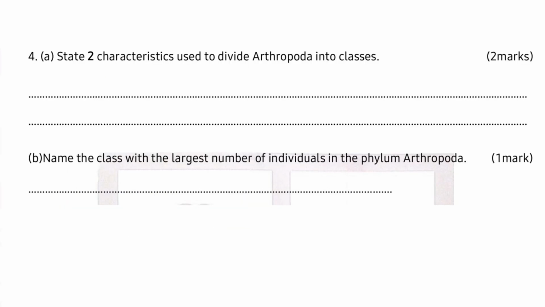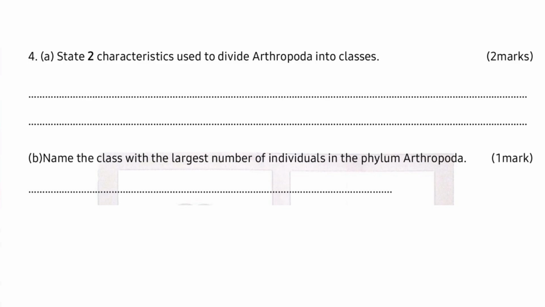Moving on to question number 4, part A. State 2 characteristics that are used to divide the phylum Arthropoda into classes. So when you talk about phylum Arthropoda, these are the invertebrates, okay? And they are divided into 5 main classes. You have Crustacea, Arachnida, Insecta, Chilopoda, and Diplopoda.